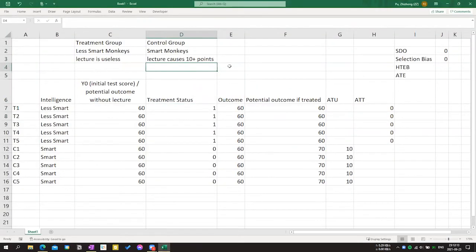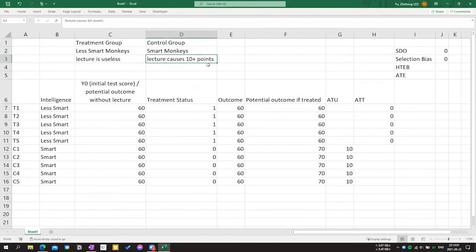Consider we're assigning treatment to monkeys in order to measure the causal effect of attending a lecture on a monkey's test score. Let's assume we assign two types of monkeys to a treatment group and control group. For the treatment group, we only assign less smart monkeys. And we know for sure that there's one thing special about them: giving them a lecture is useless. They're not going to improve on the test scores because of the lecture. And somehow we also have the smarter monkeys. And we also know for sure, let's assume, that a lecture would cause them to score 10 points higher on their exam.